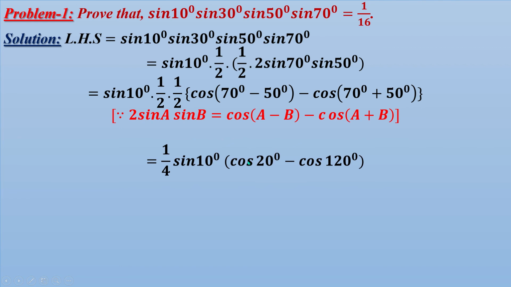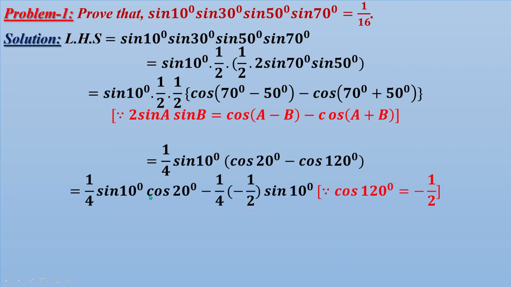Now multiplying this into this, we'll get 1 by 4 sin 10 degree into cos 20 degree minus 1 by 4 into cos 120 degree. This equals minus half. So here minus half and sin 10 degree fixed. As a result, we'll get plus 1 by 4 into 1 by 2, which is 1 by 8 into sin 10 degree, and the left part will be 1 by 8 into 2 cos 20 degree into sin 10 degree. That means cos A sin B. This formula is used here.